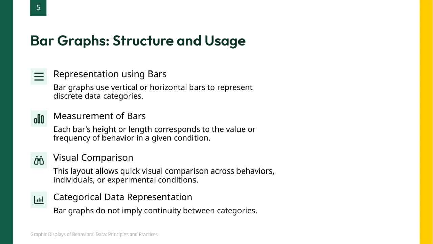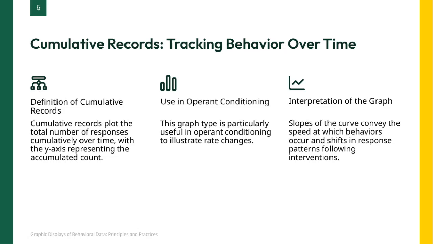Cumulative records are graphs that show the total number of responses accumulated over time. On the y-axis, you'll see the running count of responses, which helps us visualize behavior as it unfolds. These records are especially useful in operant conditioning because they clearly illustrate changes in the rate of responding. When interpreting the graph, pay close attention to the slope of the curve. Steeper slopes mean faster response rates, while any shifts or breaks in the slope can indicate changes in behavior following interventions. This makes cumulative records a powerful tool for tracking how behavior evolves over time.